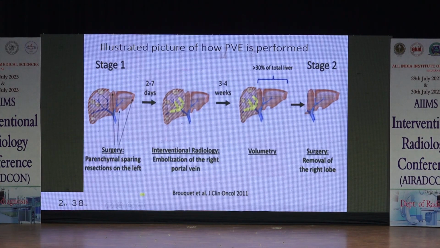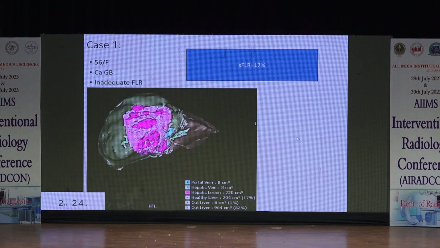These are the tumors in the right lobe. We embolize this right lobe. After a few days, that is 4 weeks, it takes for liver hypertrophy. The remnant liver hypertrophies, and stage 2 is surgical removal of the right lobe. So I'll just take you through one case.